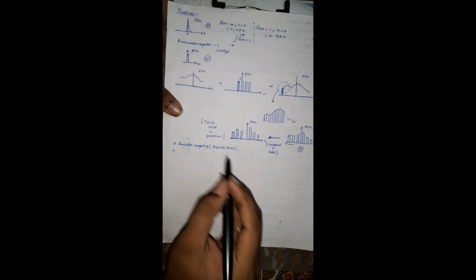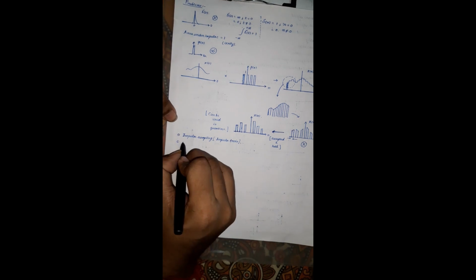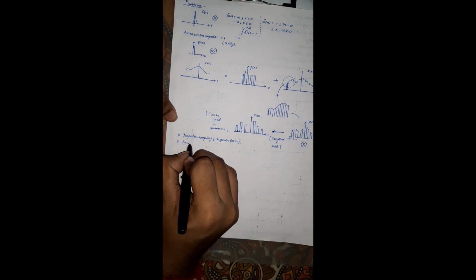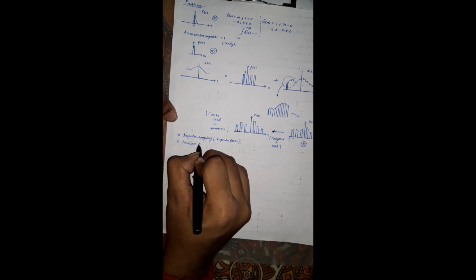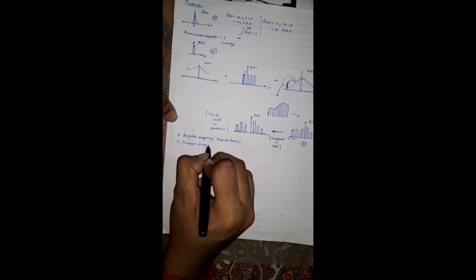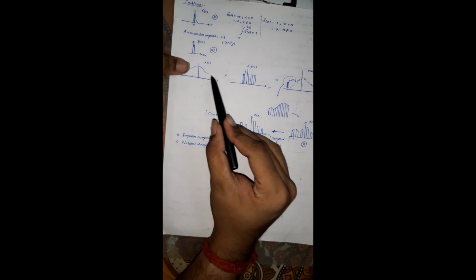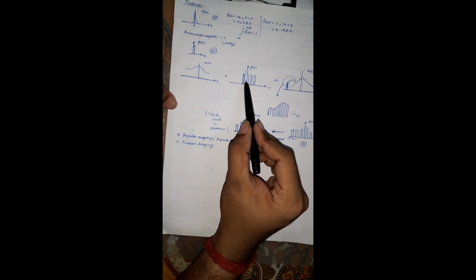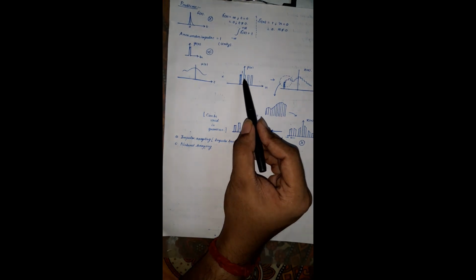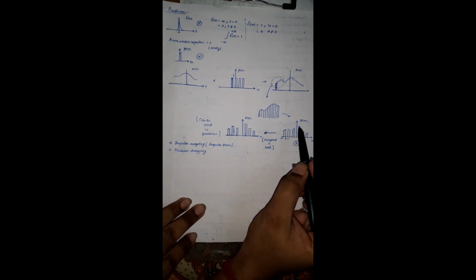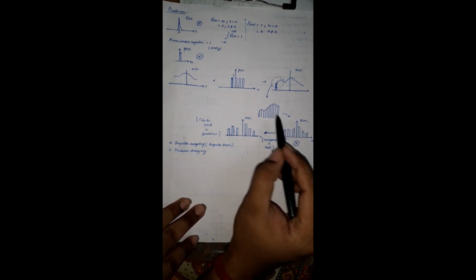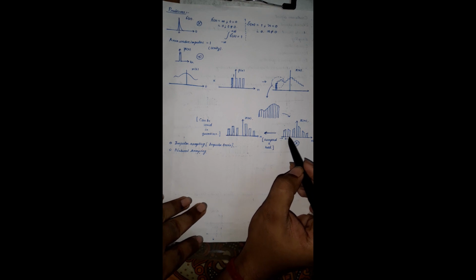Then we have seen the natural sampling. Natural sampling is this: we have just sampled the signal with small width pulses, but the problem is that the amplitude has remained continuous in this time interval. So that's why it is called natural valued samples.